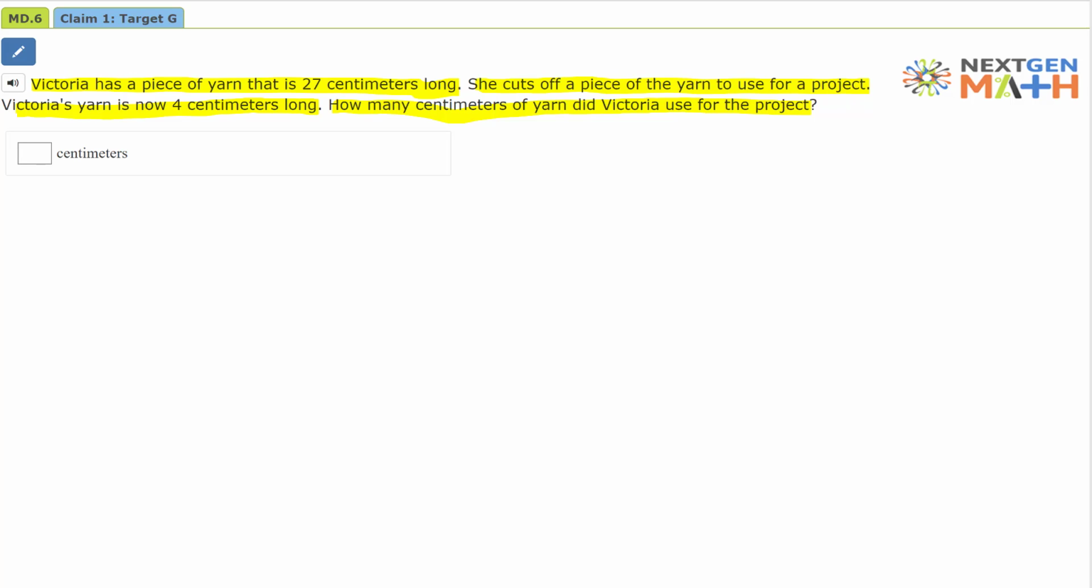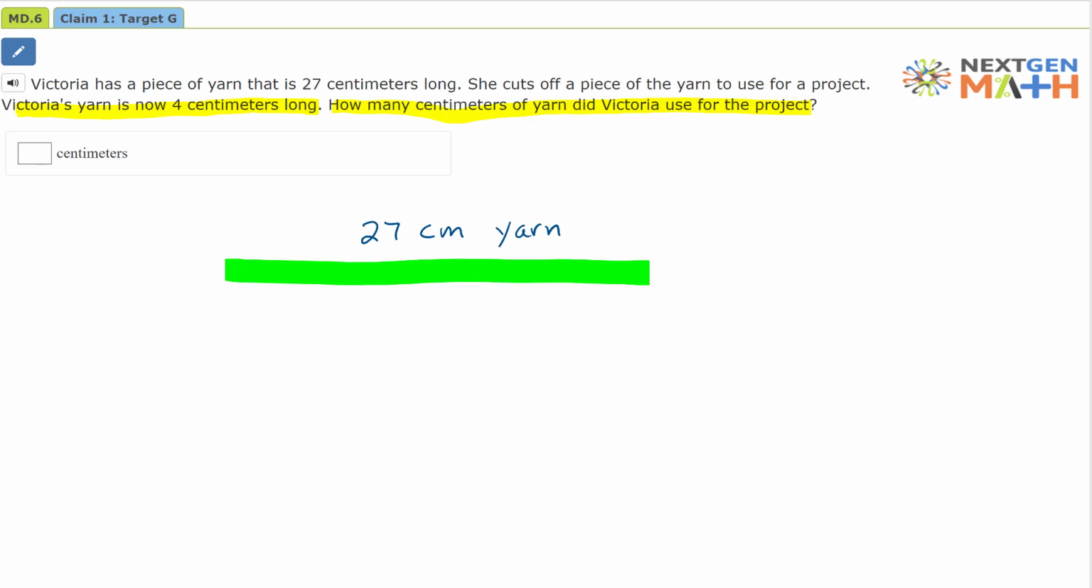Well, let's go ahead and build a model. Here's our model, and let's pretend like this is the 27 centimeters of yarn. This is 27 centimeters of yarn. What we learned from this model is this.